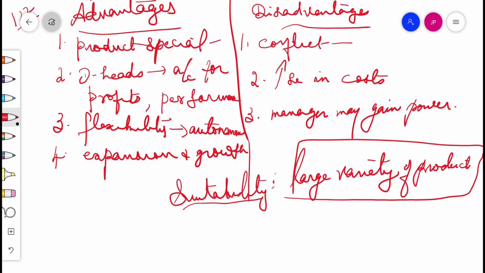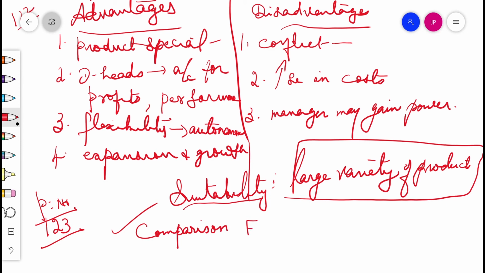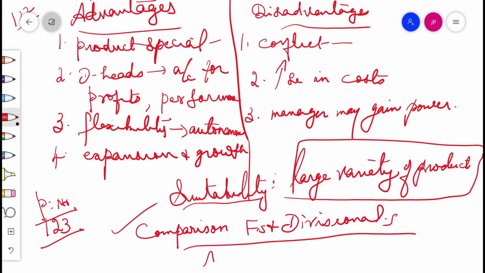Page number 123 is giving a comparative analysis of functional and divisional structure. In the case of functional structure, formation is based on functions. In the case of divisional structure, formation is based on product line supported by functions. Please note that point.